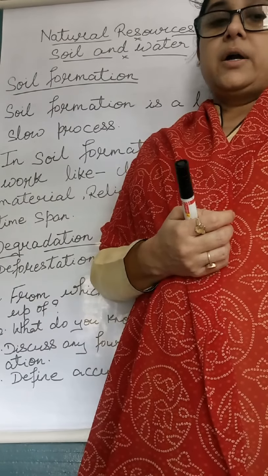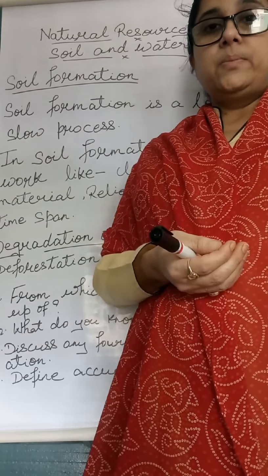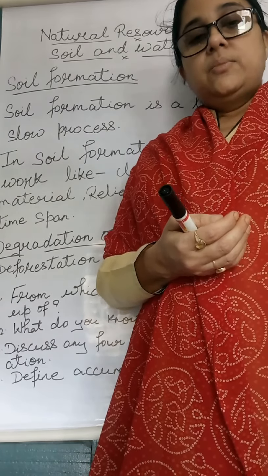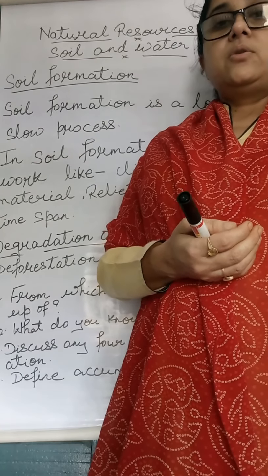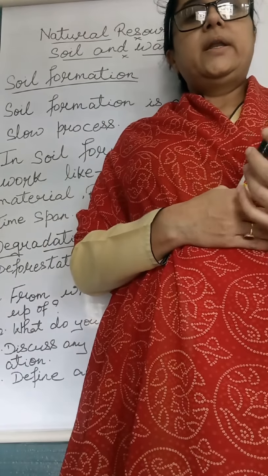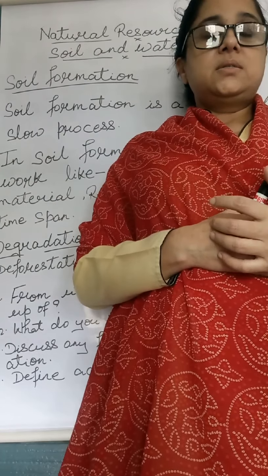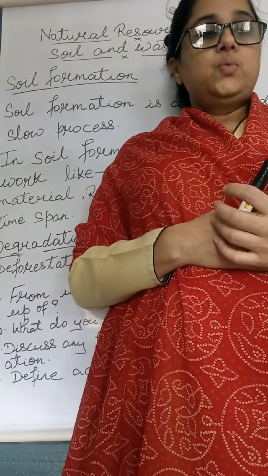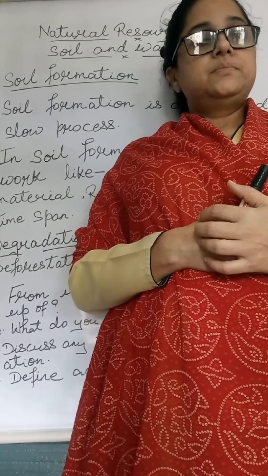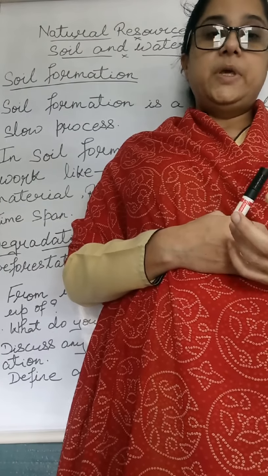These layers are divided into 5 types: horizon O, horizon A, horizon B, horizon C and bedrock R. Then what is horizon O? This layer is called the organic layer. What is horizon A? It is the upper layer of soil which is near the surface. What is horizon B? The layer below horizon A is horizon B.